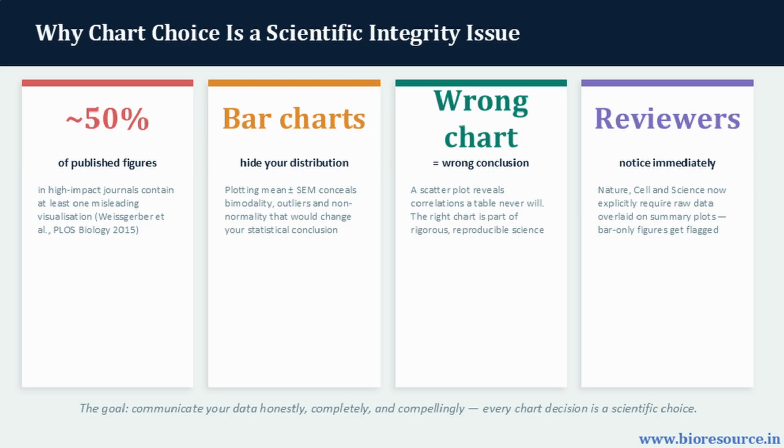Chart choice is not just about making your figure look nice. It's a scientific integrity issue. A misleading visualization can hide distribution, conceal outliers, and make weak results look stronger than they really are. For example, a simple bar chart with a mean plus standard error of the mean may look clean, but it can hide whether your data are bimodal, skewed, or driven by just one outlier. And reviewers notice this immediately. Top journals increasingly expect raw data points, clear sample sizes, and visualizations that honestly represent the data.